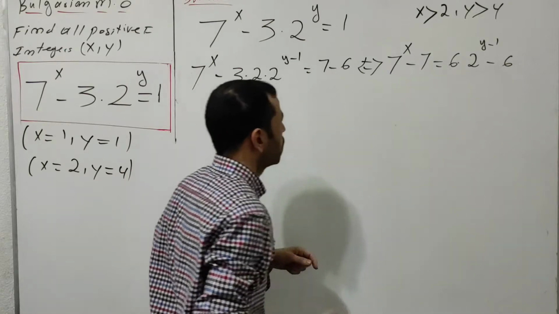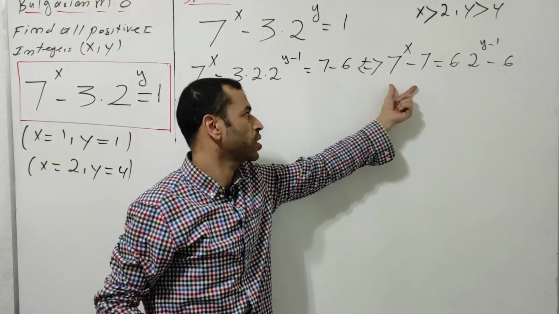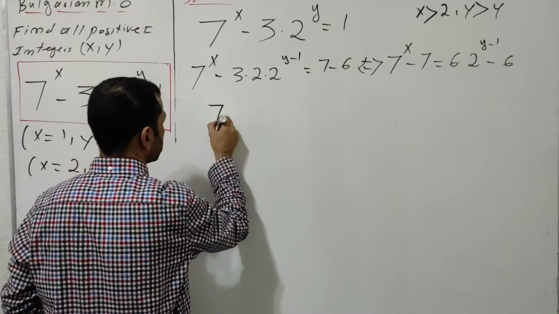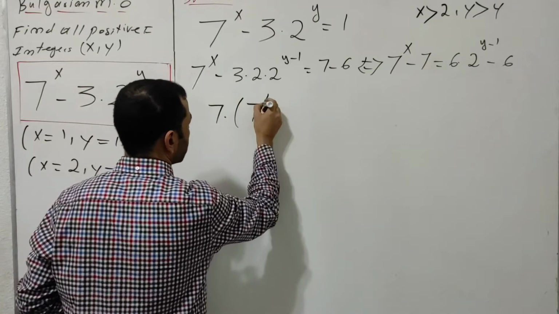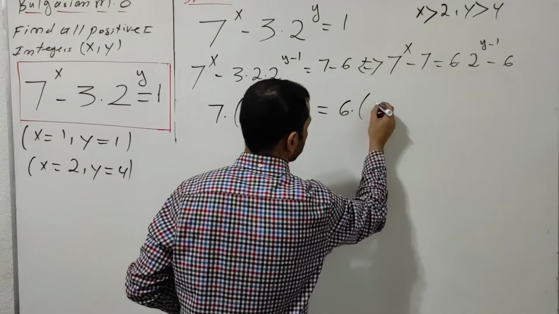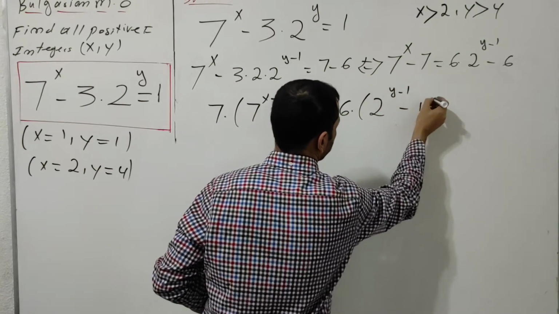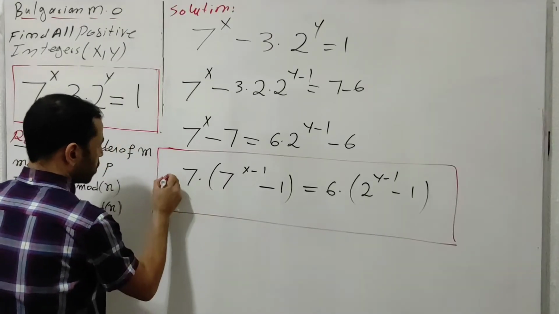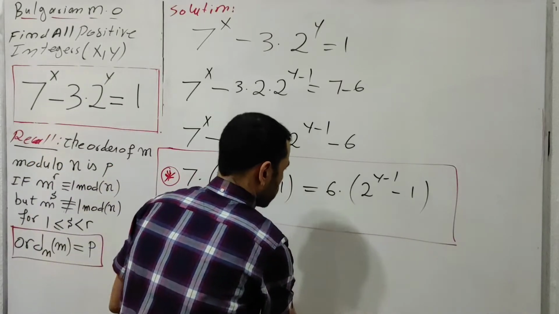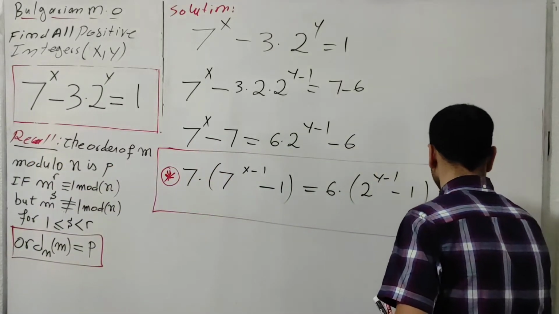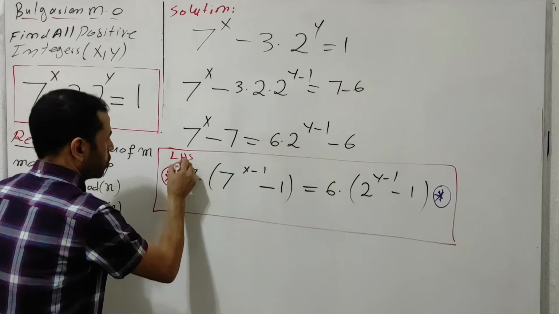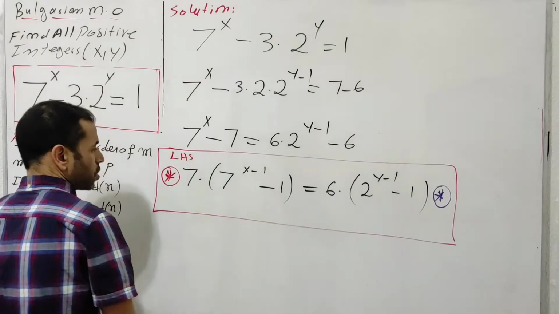Okay, now I'm taking 7 as a common factor on the left-hand side of this equation and taking 6 as a common factor on the right-hand side. So I will get 7 multiplied by 7 to the x minus 1 equals 6 multiplied by 2 to the y minus 1, minus 1. Okay, I'm going to call the left-hand side of this equation the red star and the right-hand side the purple star. This is the left-hand side of the equation, this is the right-hand side.